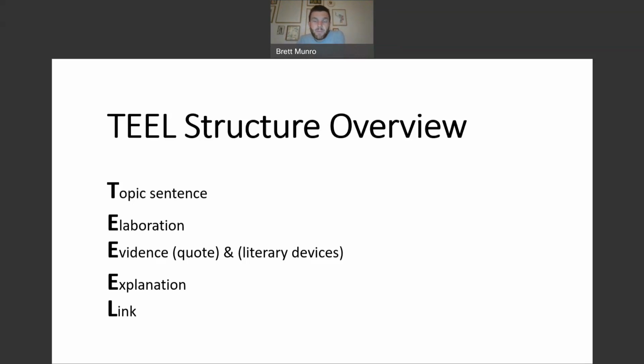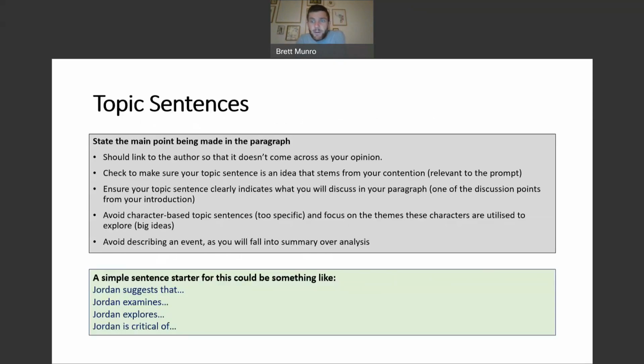So with that being said, the TEEL structure overview, like we've been doing from year 8, nothing's really changed here. We have the T for topic sentence. Like I said, we have an E for elaboration. We have an E for evidence, which takes the form of quotes and literary devices. We then have an E for explanation, where we explain our evidence. And then the last thing we do is provide a link back to the prompt or to the contention. So we'll start off by looking at the topic sentences.